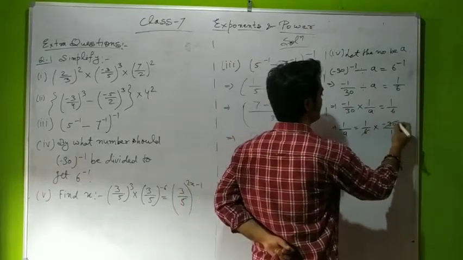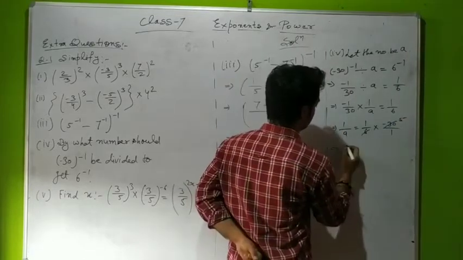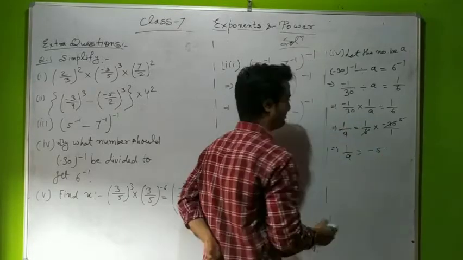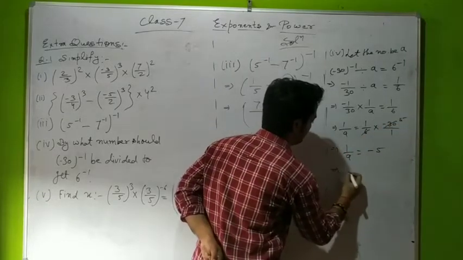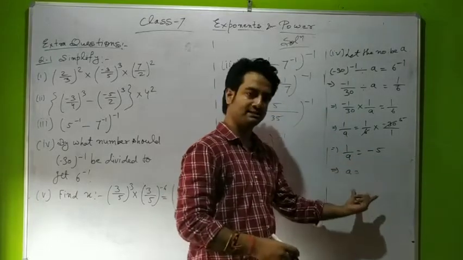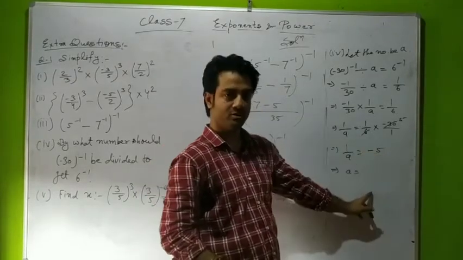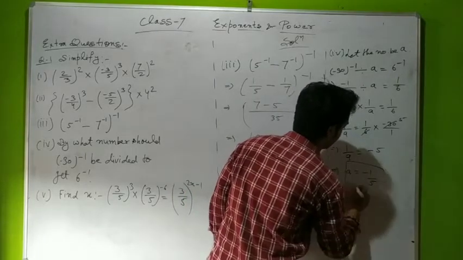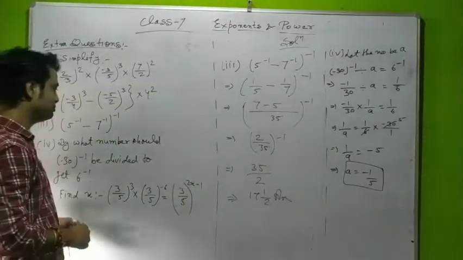6 cancels minus 30 5 times. Okay? So what we get? 1 upon A equals minus 5. But we need the value of A. So A will be what? Now we are doing the reciprocal of both the sides. So when we did the reciprocal of the LHS, we will do the reciprocal of RHS also. So the value of A is minus 1 upon 5. Okay, clear? Now let's move to our fifth question.